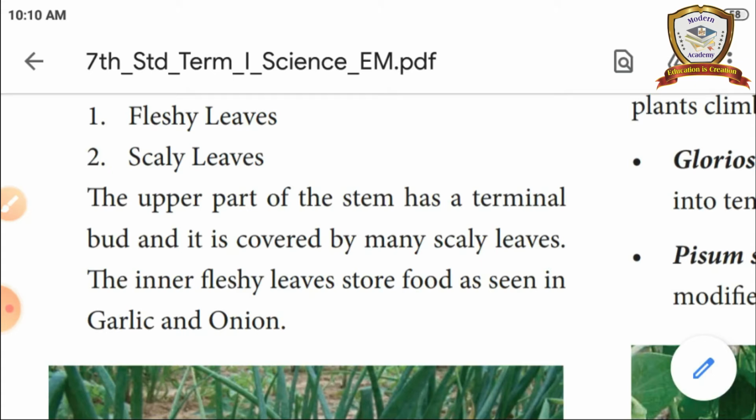While we are peeling the onion or garlic, we have some leaves. Those are actually leaves, called fleshy leaves. And scaly leaf means the leaves we can see above the soil for the onion and garlic. They are called scaly leaves.